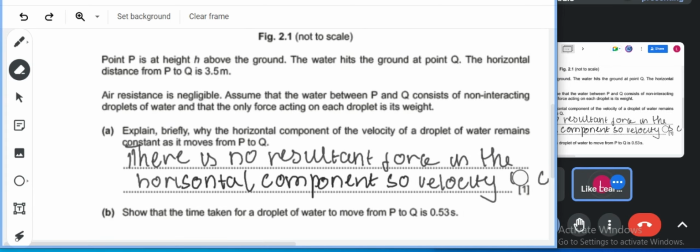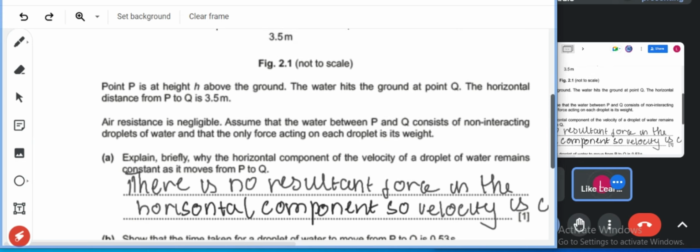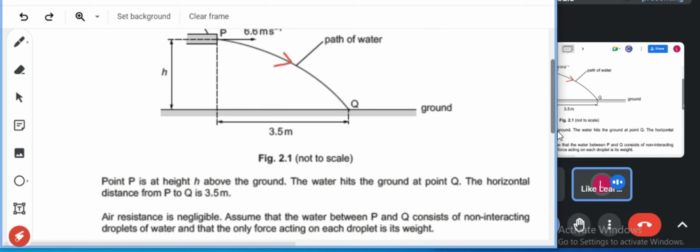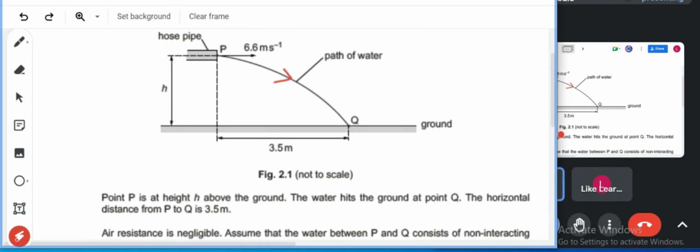Now, next question B. Show that the time taken for a droplet of water to move from P to Q is 0.53 seconds. Do you see the question? Show that the time taken is 0.53 seconds. We're going to show that the time taken for this water to drop to this point is 0.53 seconds.